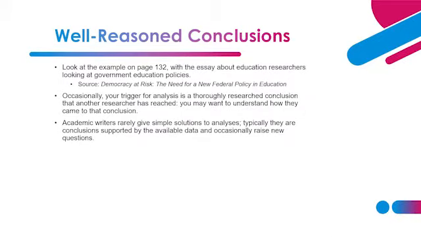Now the third element here is well-reasoned conclusions. We have another writing example on page 132. This essay is about education researchers looking at government education policies. In this case, we have a trigger for analysis that was a thoroughly researched conclusion that another researcher reached. And what they're trying to do is replicate their results or find the reason why they came to that conclusion.